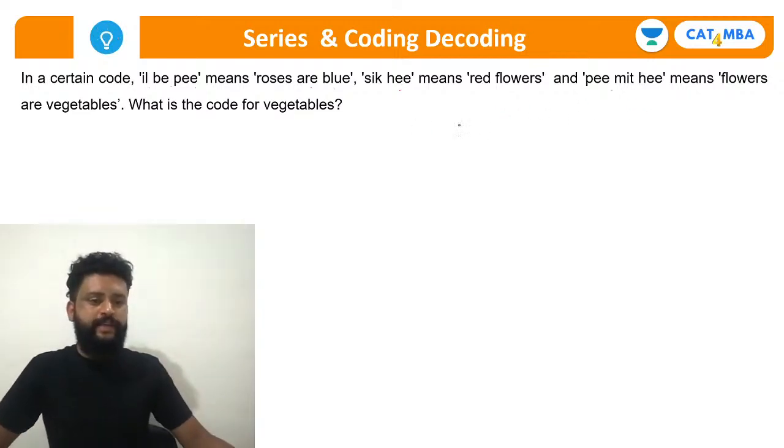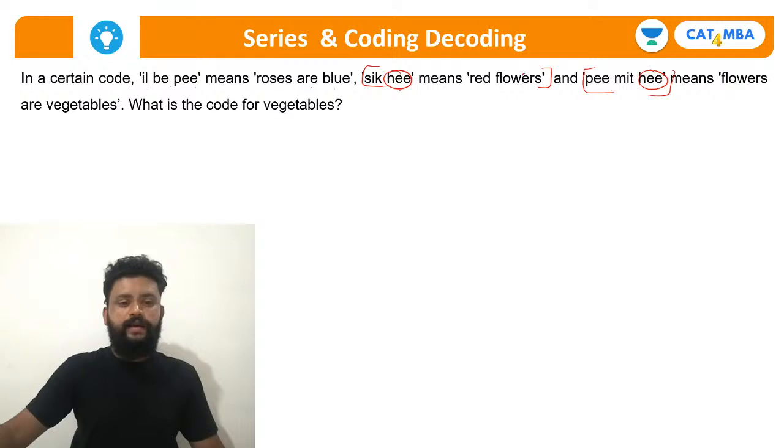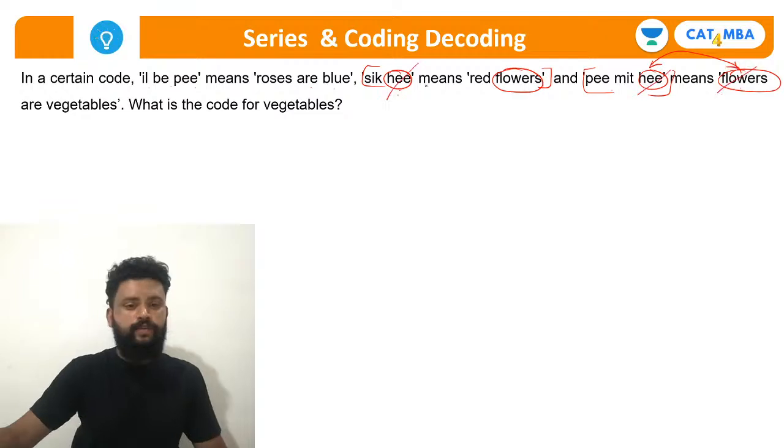So what is common here? If we look at these two statements, Sikh he and piment he, there is one common word, he, and in the statements the common word is flowers. So flowers is coded as he. That's what you can say. And sick means red, because that's the one thing left out.